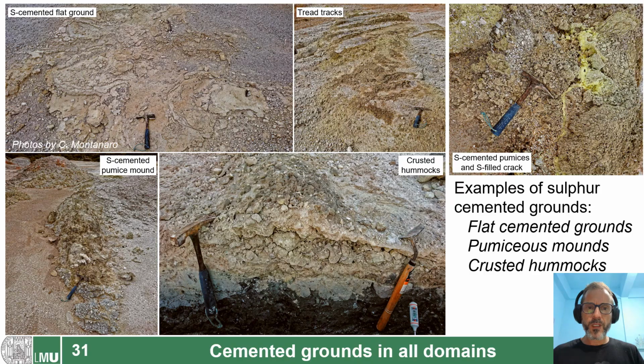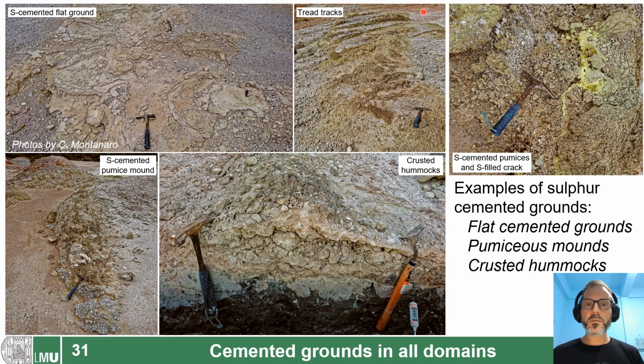Here we have sulfur-cemented grounds. They form all over the three main domains, and they are identified based on their texture, structure, and physical properties. These grounds typically form on top of Taupo pumice deposits or over mixed reworked material from mining activities. The flat cemented ground, of which we have an example here, forms quite hard, thick layers spread over large areas and can be found in patches with surface patina and degassing cracks.